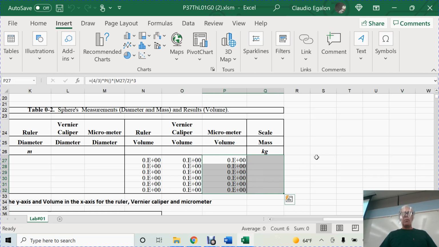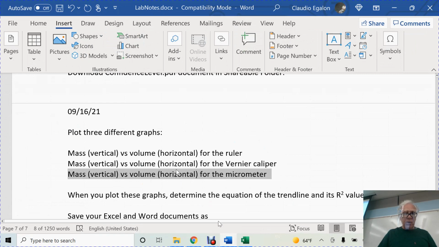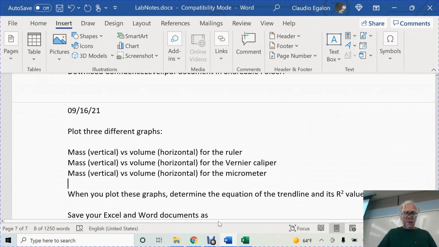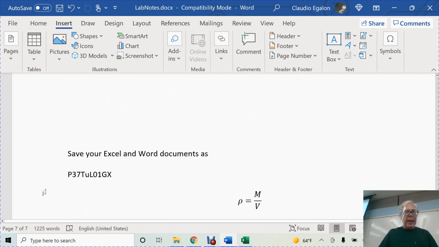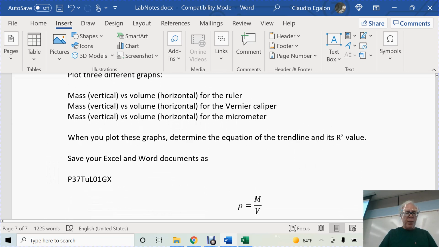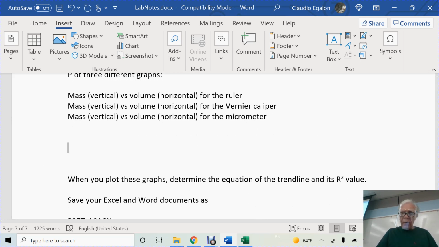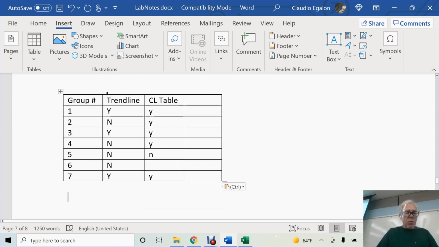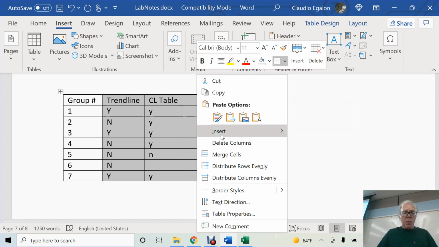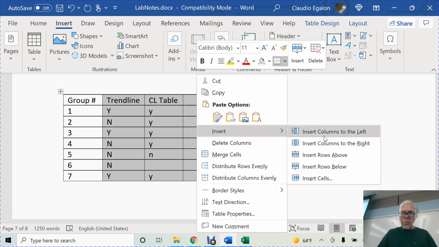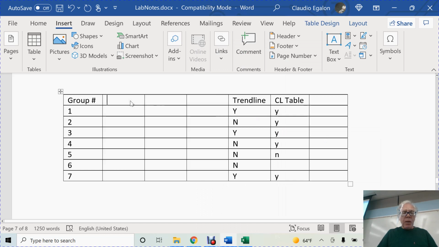Okay? Let me go through each group to see what's your situation. Group. Okay. I'm gonna copy and paste it right in here. I wanna see where you are in terms of the plots. Okay, graph 1, 2, and 3. Insert. Okay, graph 1.